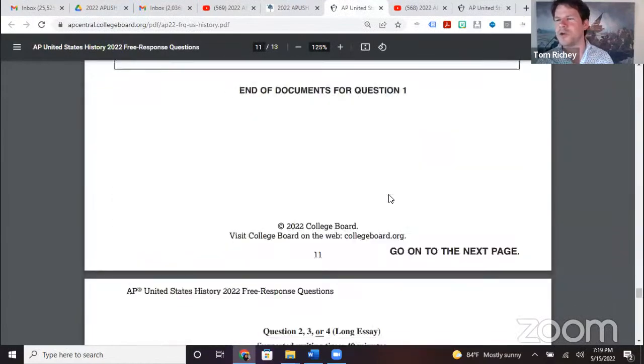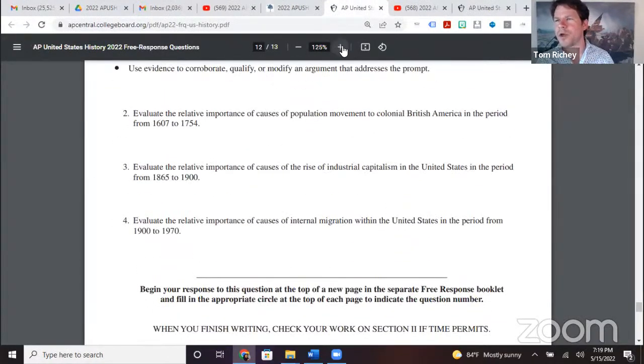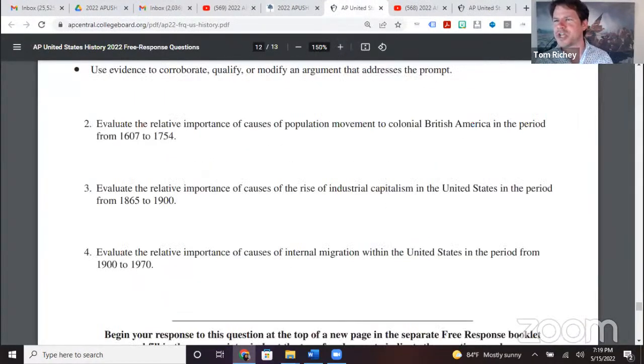So now 2, 3, and 4. Y'all go ahead and put in the chat, did you pick 2, 3, or 4? 2 was the relative importance of causes of population movement to colonial British America in the period 1607 to 1754. 3, evaluate the relative importance of causes of the rise of industrial capitalism in the United States in the period from 1865 to 1900.